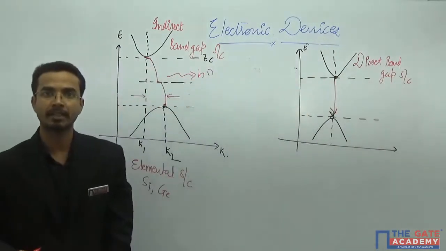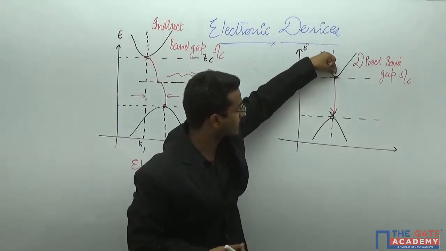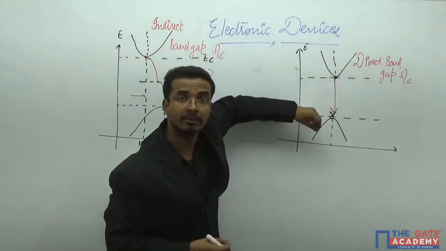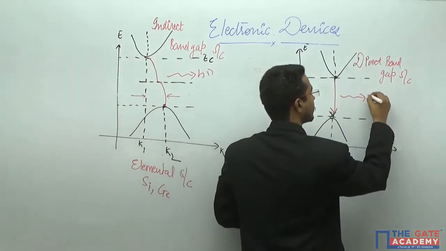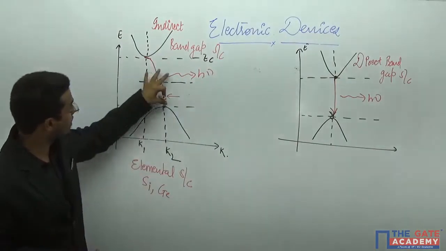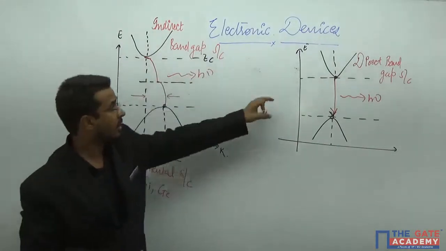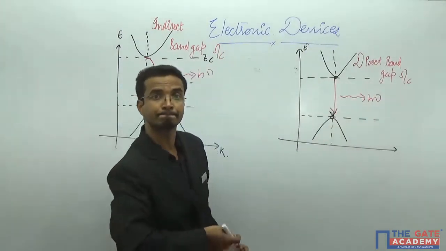Direct band gap semiconductor. And if it is coming from this energy level to this energy level, that means it will release the energy. Definitely this energy is h nu. Here also h nu is emitted by this particular semiconductor. Here also the energy will get released by this particular semiconductor.